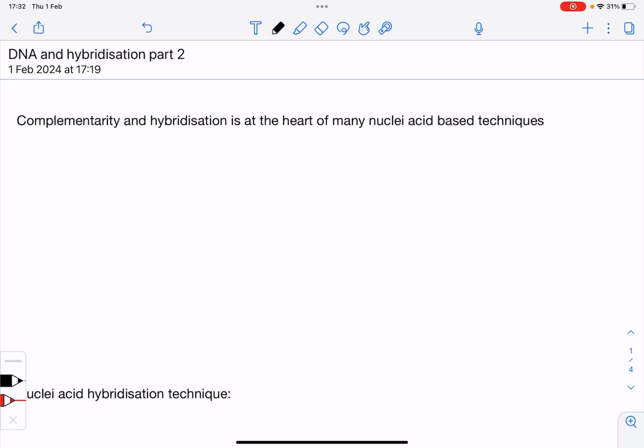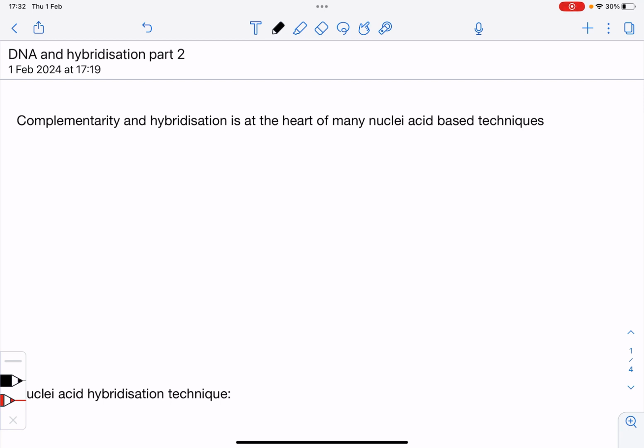Welcome everybody to part 2 of DNA and hybridization, where we will continue talking about how hybridization is useful in real-world scenarios. The first sentence here is: complementarity and hybridization is the heart of many nucleic acid-based techniques. So what examples is hybridization utilized in real-world scenarios?